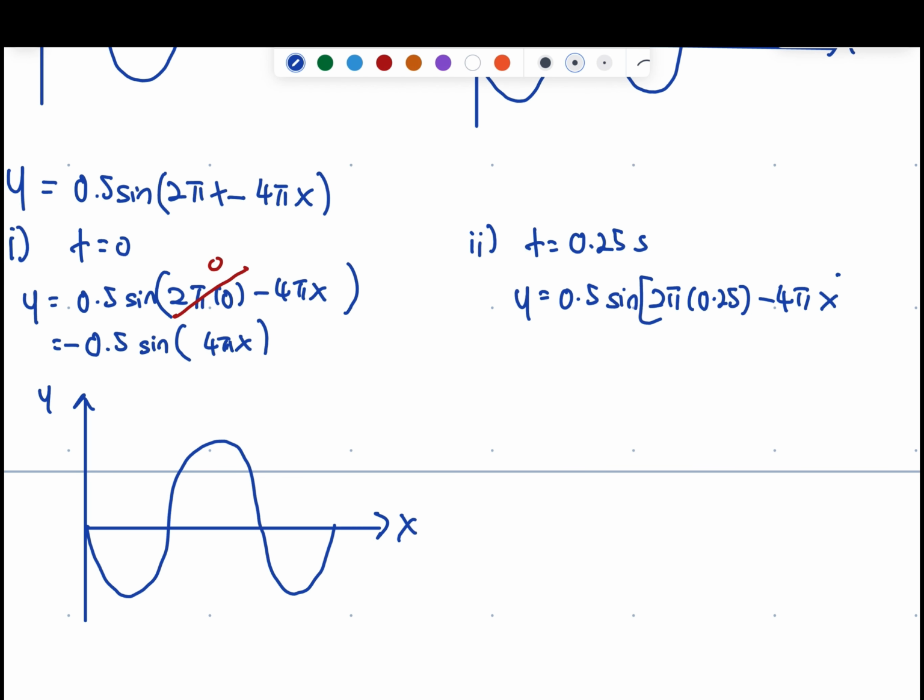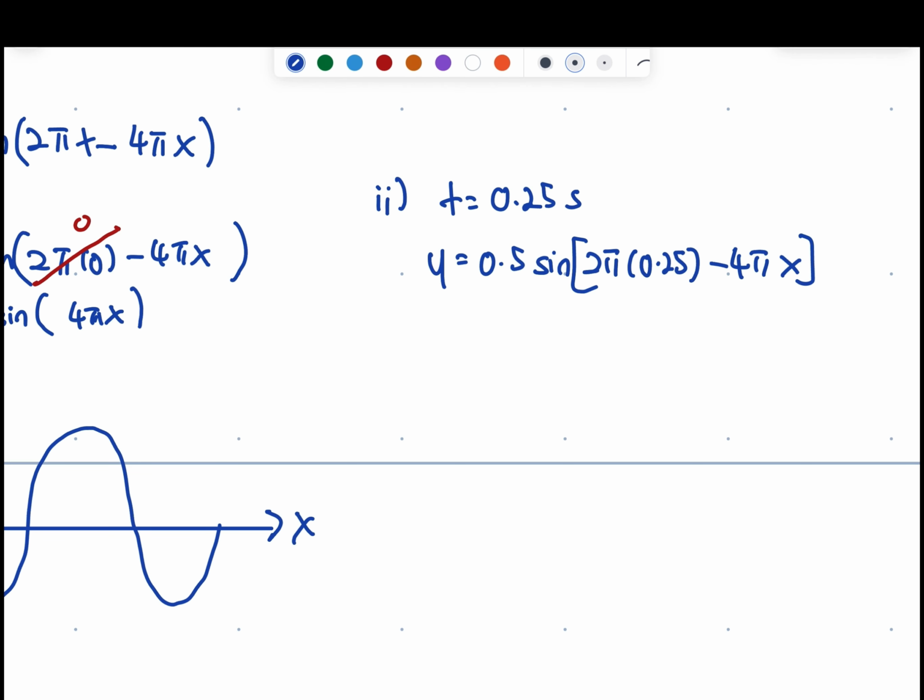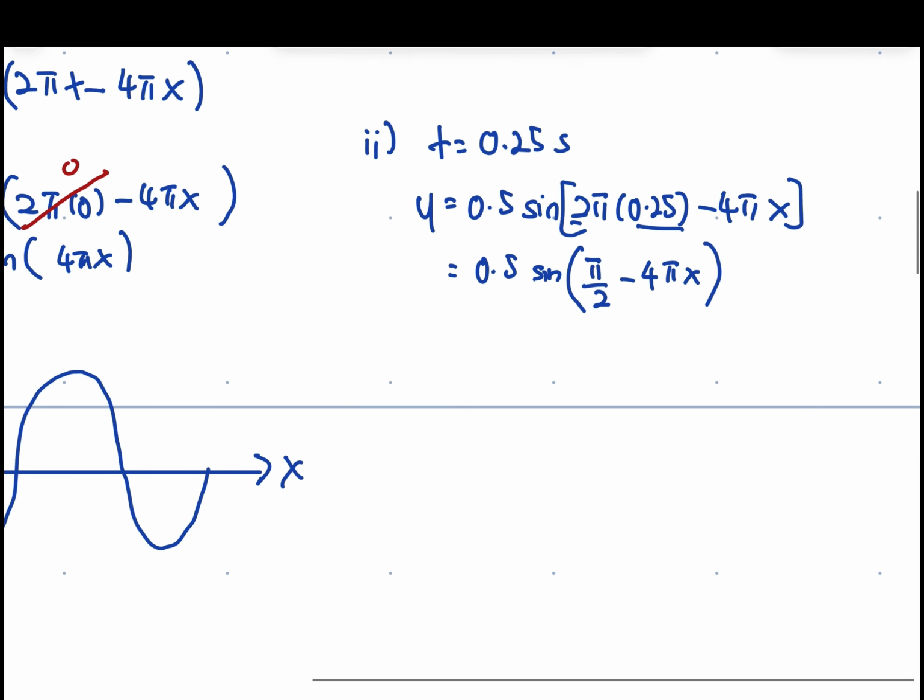This is our equation. Once we have done that, 0.25 multiplied by 2 gives us 0.5, half. So my equation will look something like this: 0.5 sin(π/2 − 4πx). Now I'm going to rearrange because we're supposed to sketch graph y against x, so x must come first. I'm going to rearrange like this, or recopy it again.